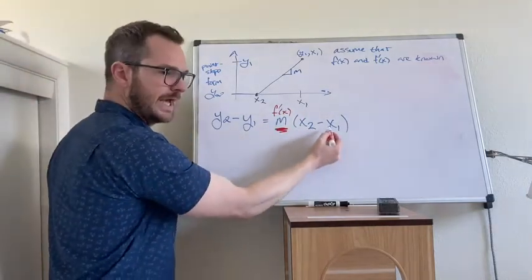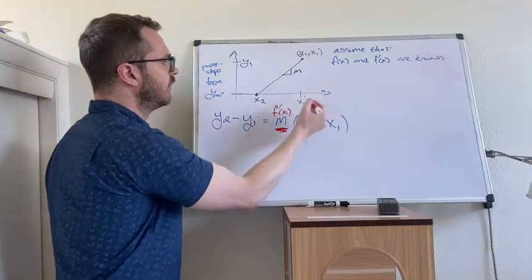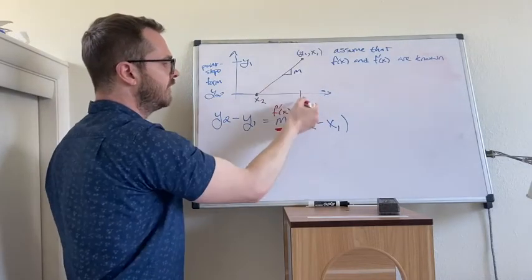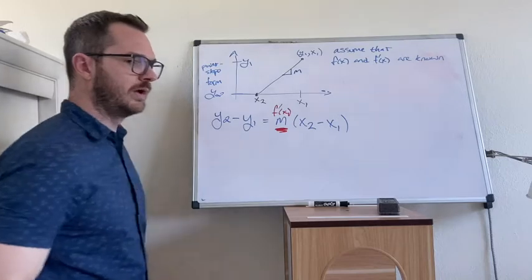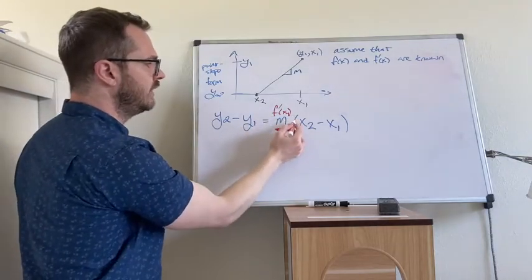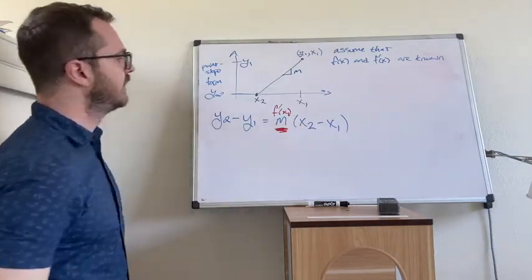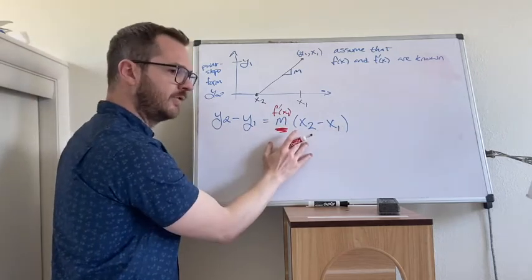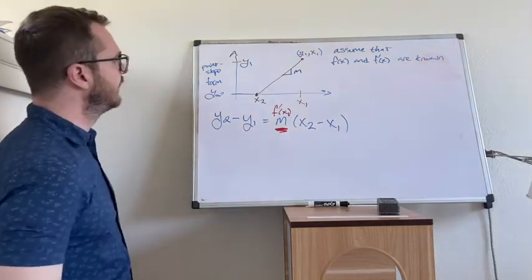Specifically, which x? We have x1 and we have x2. Well, it was the slope, right, evaluated at x1. So this is f prime of x1 and then multiplied by x2 minus x1. Again, x1 is the input, x2 is what we want. This is what we're trying to get.